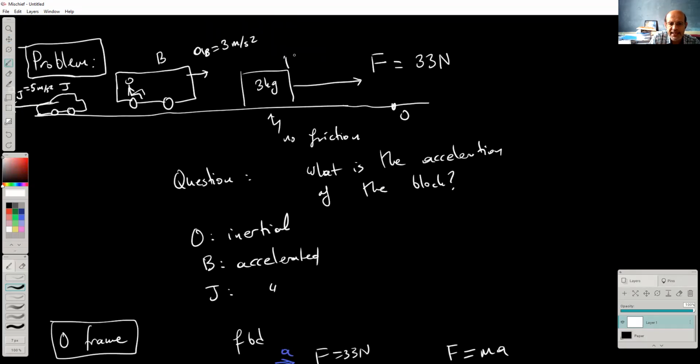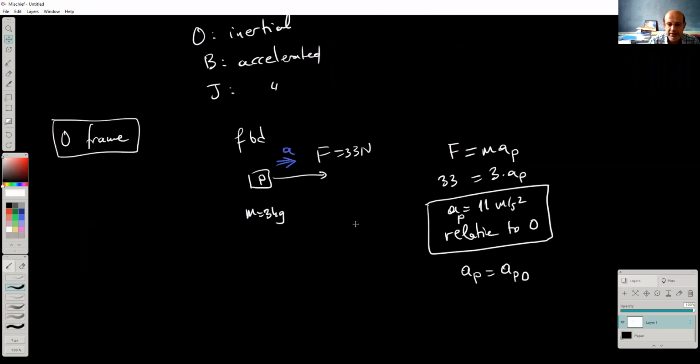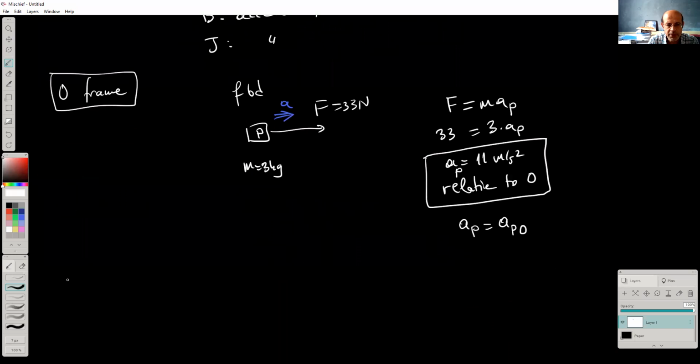Let me call this P, okay? So that's the object P, let's say. So that's the acceleration of P. Let's use the correct terminology in here. By acceleration of P, I mean the acceleration of P relative to O, but that's also the acceleration relative to any inertial frame. So as a result, in all inertial reference frames, the acceleration is 11 meters per second squared.